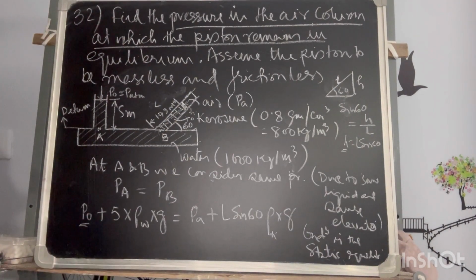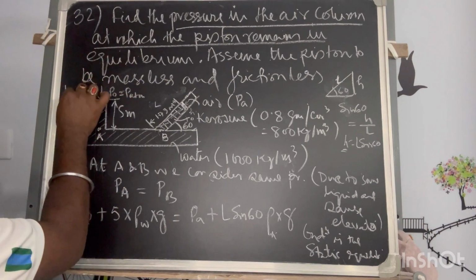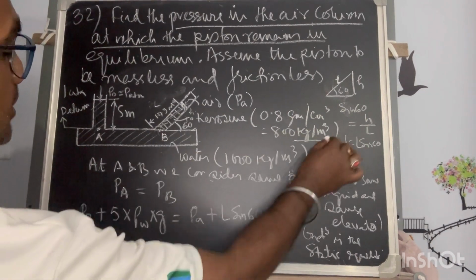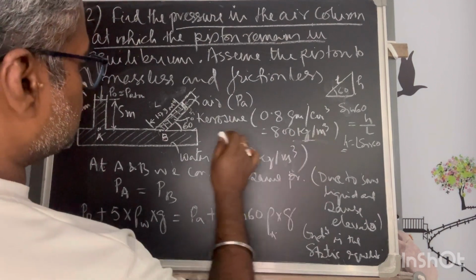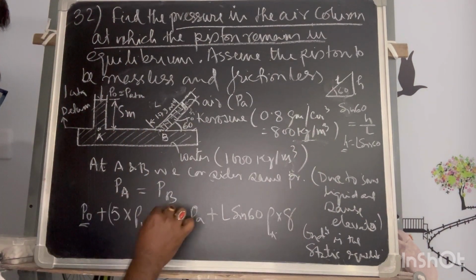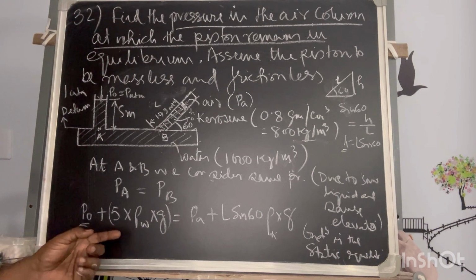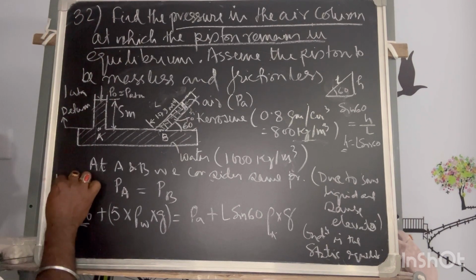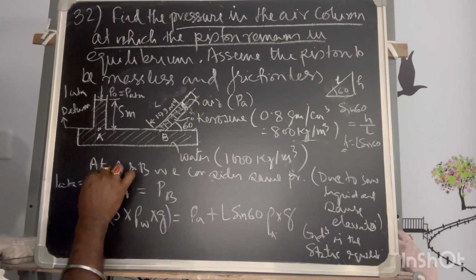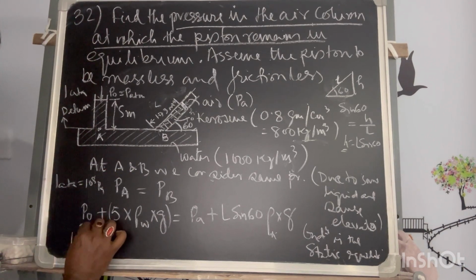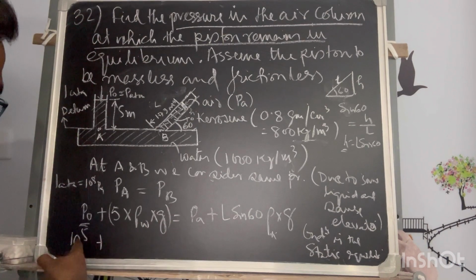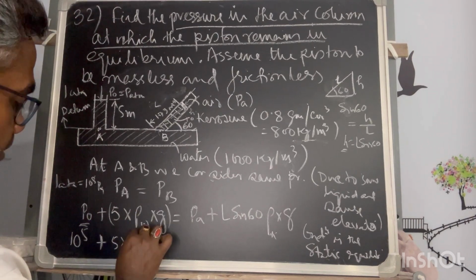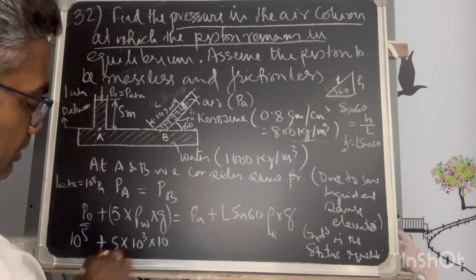Now, this is the atmospheric pressure, one atm. These are in Pascal. Whatever pressure we calculate will come in Newton per meter square, that means Pascal. For one atm it is 10 to the power 5 Pascal. So straightaway you can write 10 to the power 5, because everything I get in Newton per meter square, that is Pascal. So the atmospheric pressure is 10 to the power 5, plus 5 into rho of water, which is 10 to the power 3, and g we are taking as 10 for roundness.